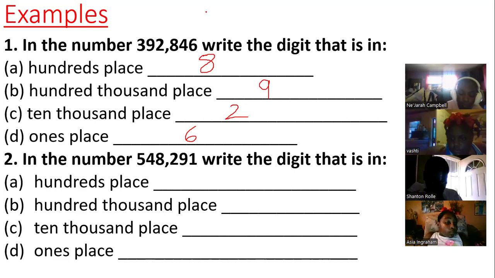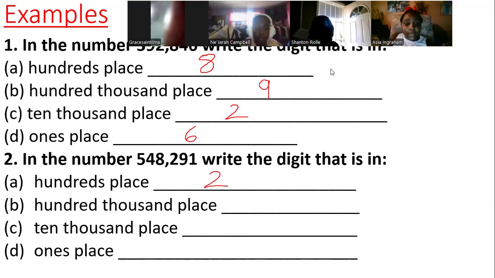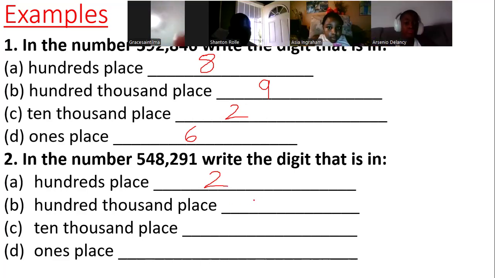So for hundreds place, which number is in the hundreds place for this one? 2. Do y'all have 2? Let me know if y'all have 2. Okay, good. For 100,000s place, what number y'all have for that one? 5. Very good. 5.